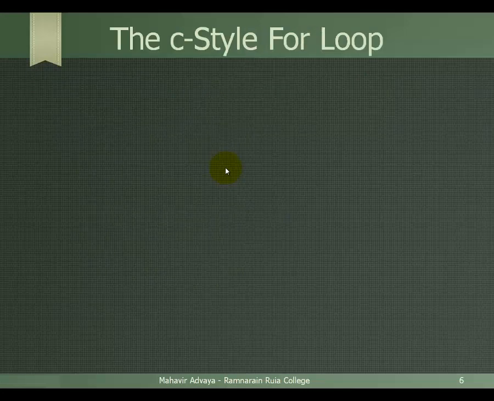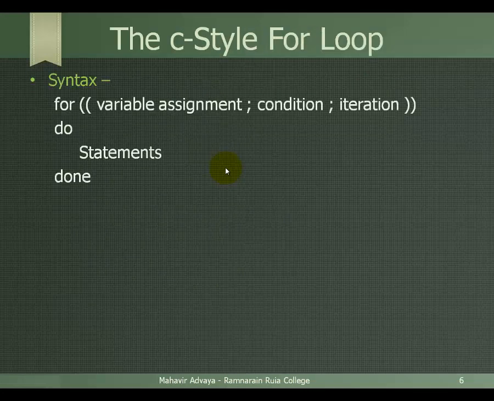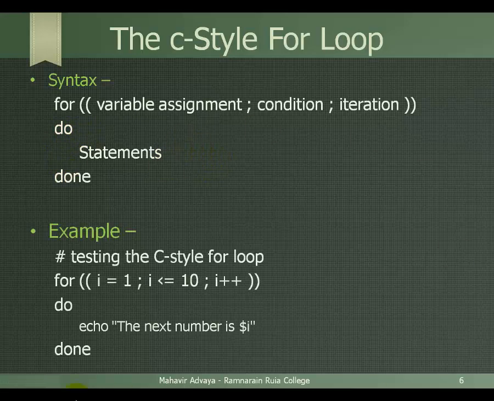You can also write the for loop in C style. In this C style for loop you have for, then you open the double brackets, variable assignment, space, semicolon, space, condition, again space, semicolon, space, and iteration. Again you have do and done. All the statements that we have to repeat will be placed between do and done. This is an example here.